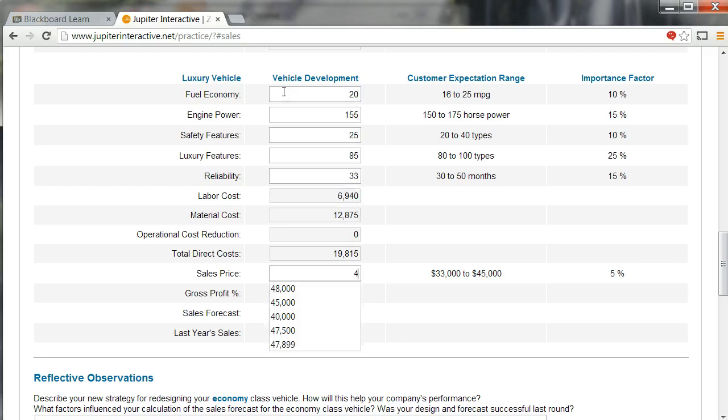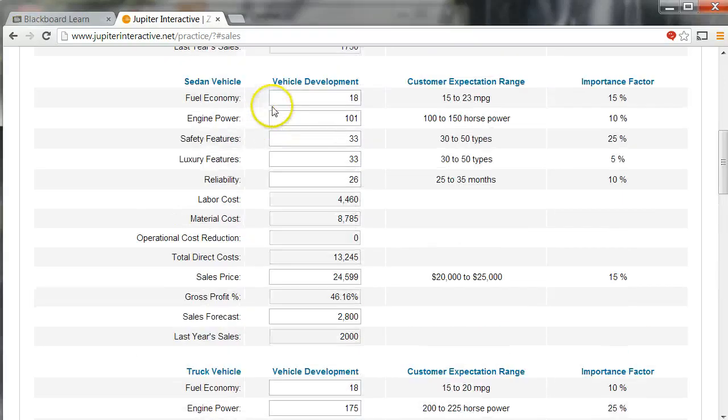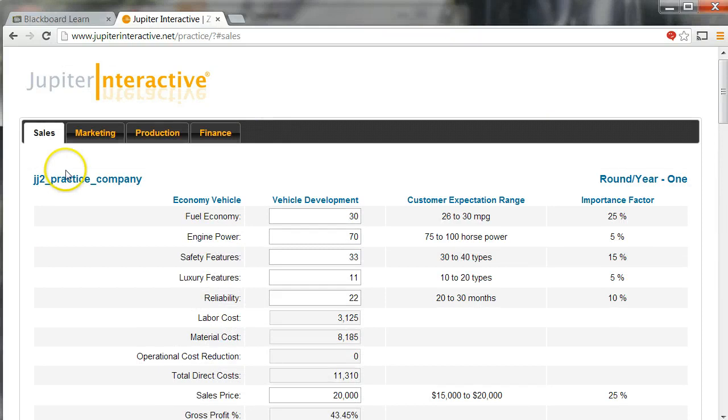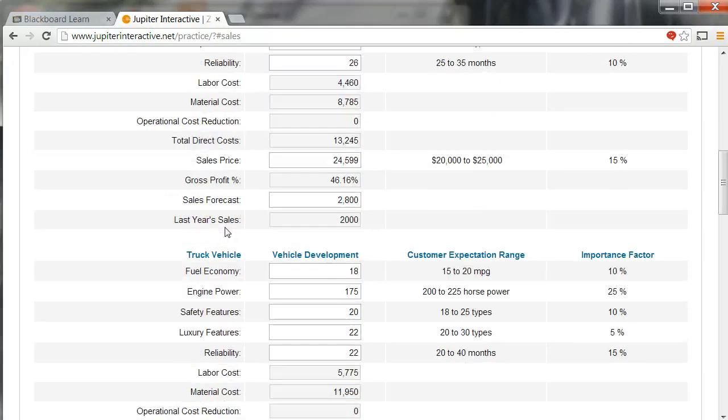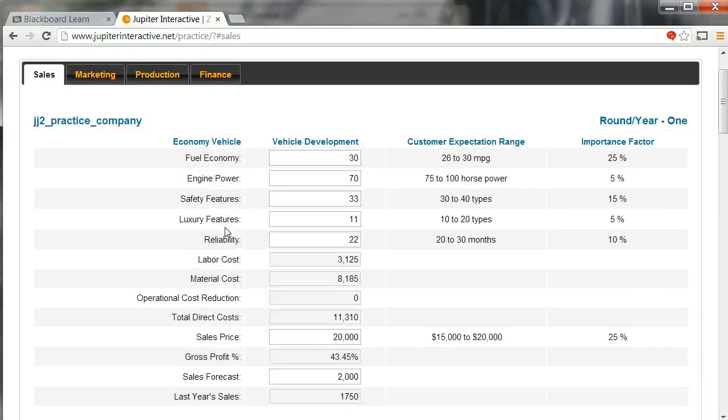Just putting numbers in to make this go fast. And my forecast. Okay, so now I've completed all the build of all my cars. You remember, every year a new car comes out. So this is the Honda 2012, the Honda 2013, the Honda 2014.